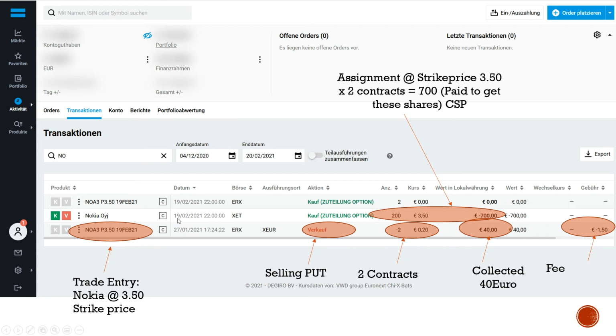And if we look here now on the 19th, since the price was less than 350, less than my strike price, I was assigned these 200 shares at the price of 350, because this was the strike price, which means I had to pay 700 euros to get these 200 shares of Nokia. And then, of course, I had the cash which was securing these puts. So that's why we also call it cash secured puts as well.